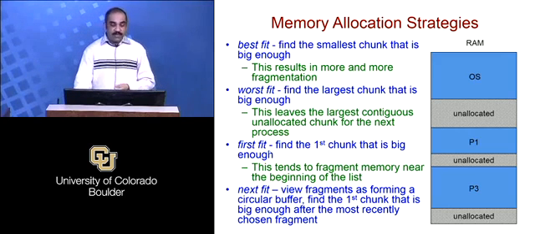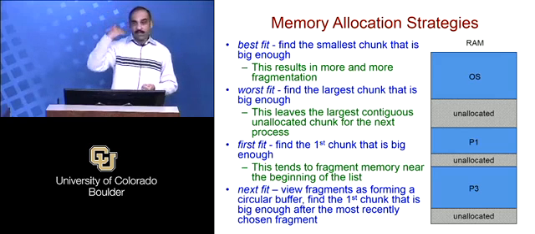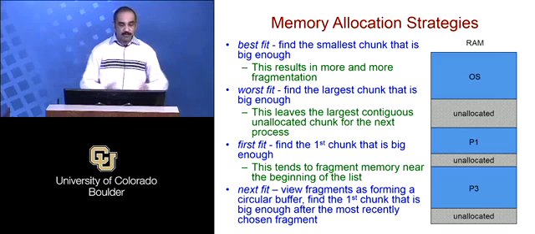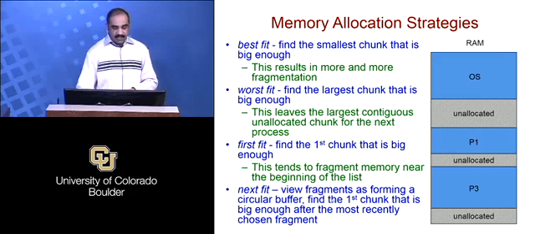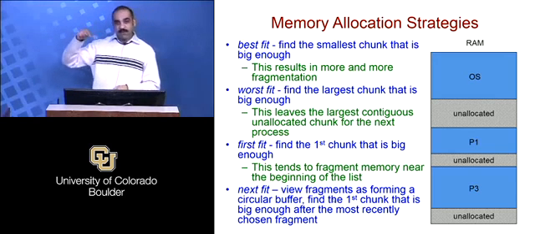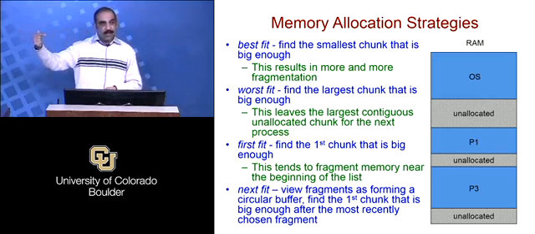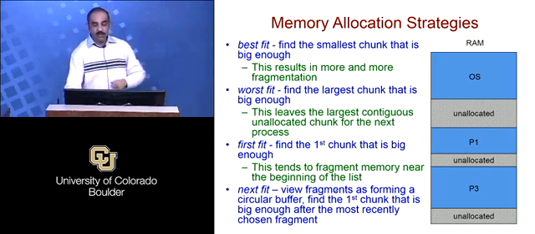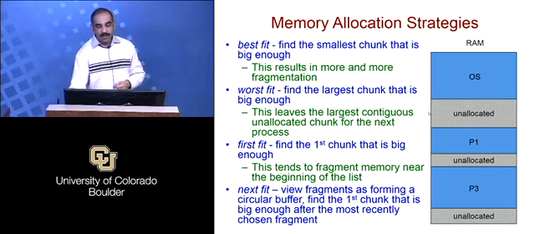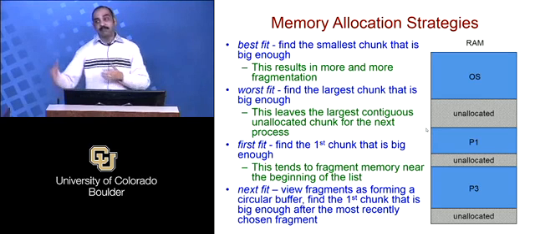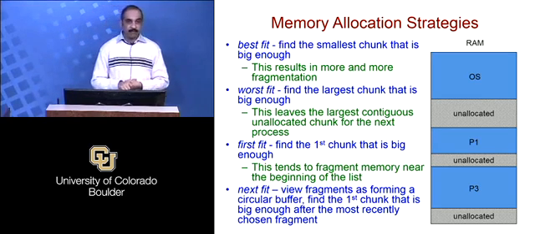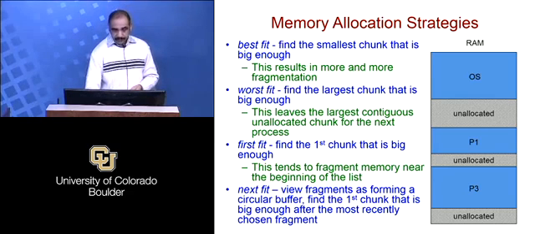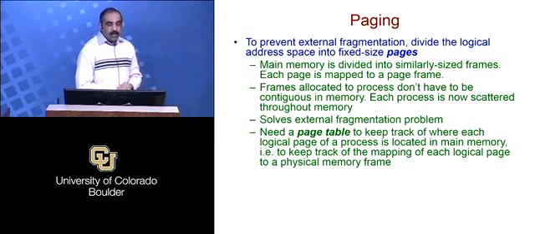First fit is where you look through the list, and the first chunk that is large enough, you put it there. Next fit is where you kind of have a circular buffer, so you keep a pointer to the place you looked at last time. The next time you start looking from there onwards. So instead of always looking for memory from the beginning, in next fit you start looking from the place where you left off last time.